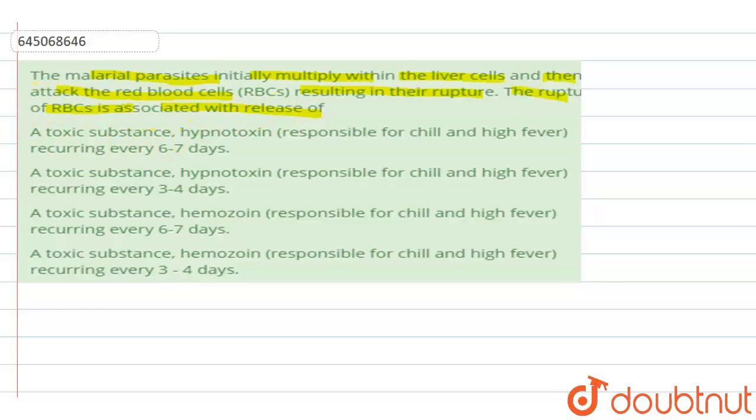Alright, so first let's understand the multiplication, or what this infective stage does. As we know, the infective stage of Plasmodium is known as Sporozoite, right? Now, when a female Anopheles mosquito carries the Sporozoite and bites a person, the Sporozoites are injected into the body of the person.